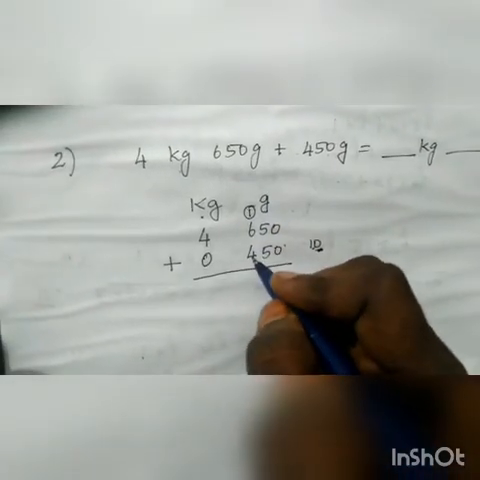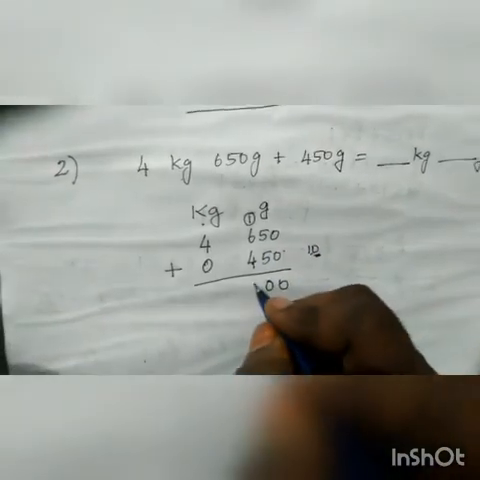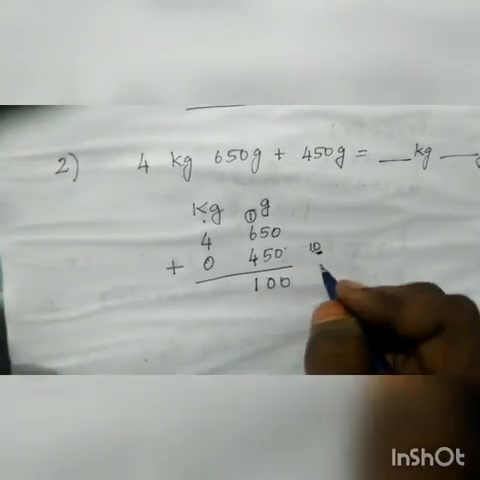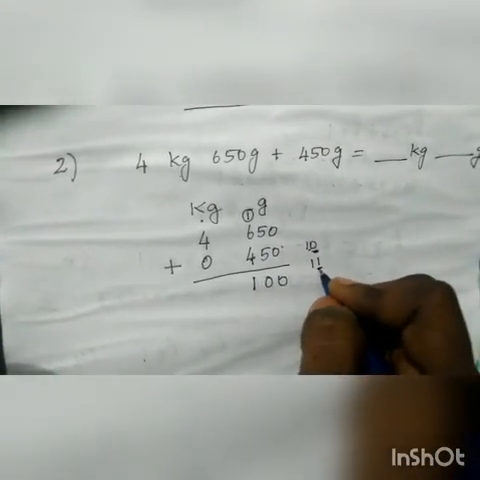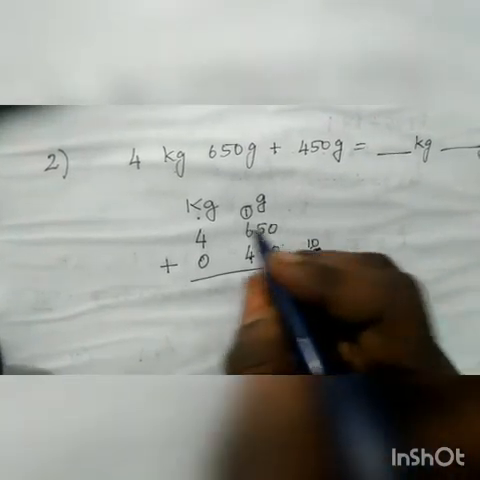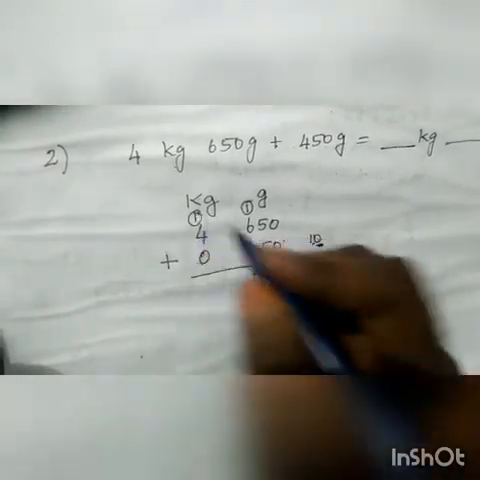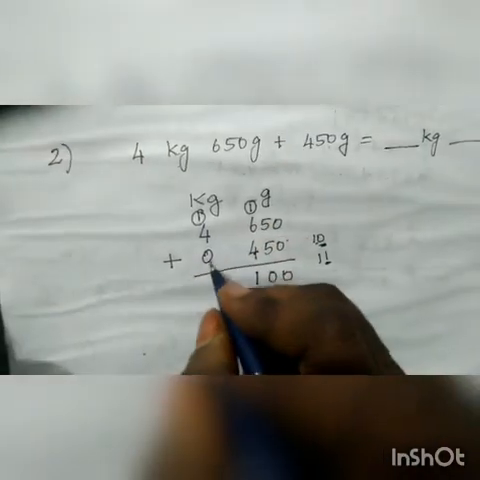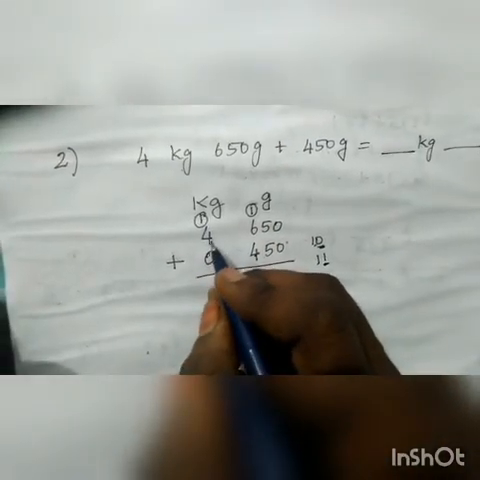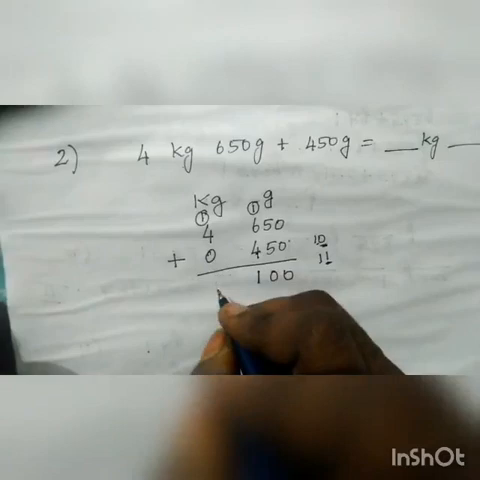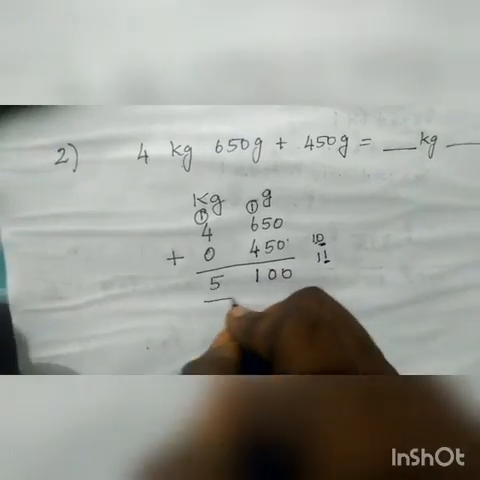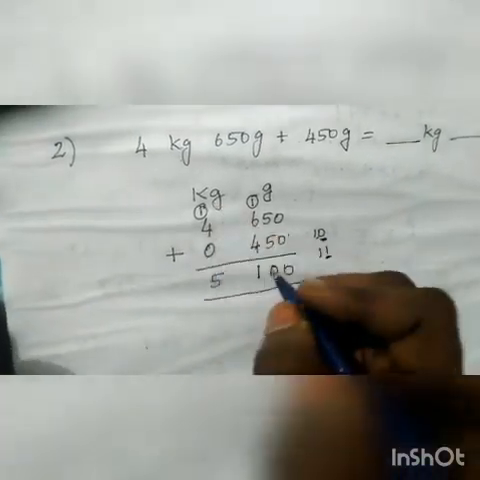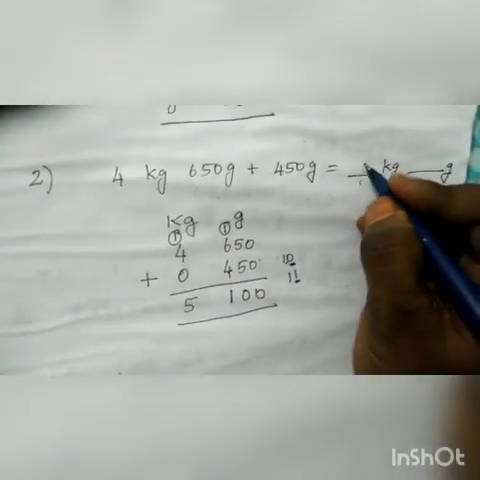6 plus 4, 10. 10 plus 1, 11. From 11 again you have to write only the ones place value 1, then this 1 will be carried over to the next place. 4 plus 1, 5, 5 plus 0, 5. Therefore, we got the answer as 5 kg 100 gram.